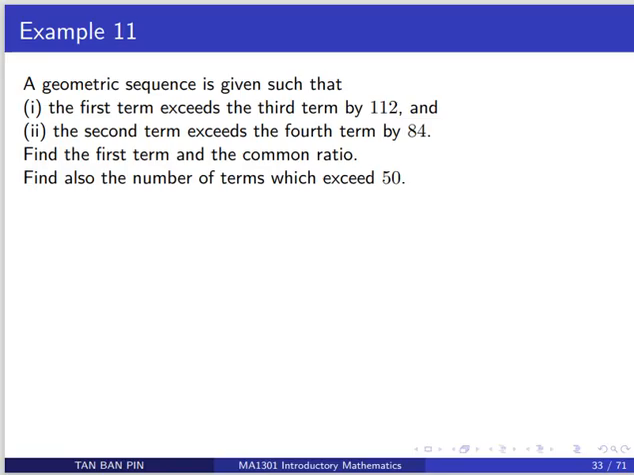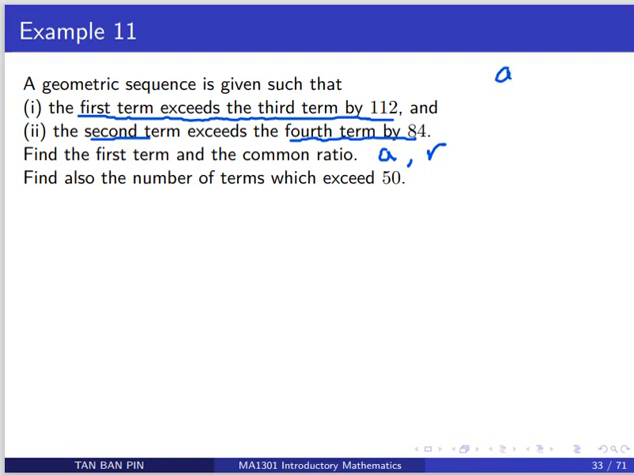Let's look at an example. If you start with a geometric sequence, you are given that the first term exceeds the third term by 112, and the second term exceeds the fourth term by 84. We're supposed to find the first term and the common ratio. The first term you denote by A, then the common ratio you denote by R. And you are also supposed to find the number of terms which exceed 50.